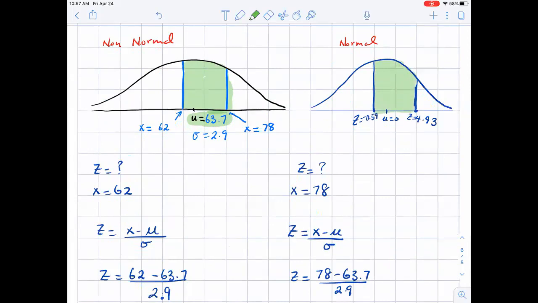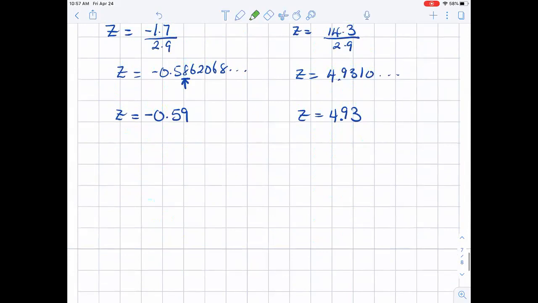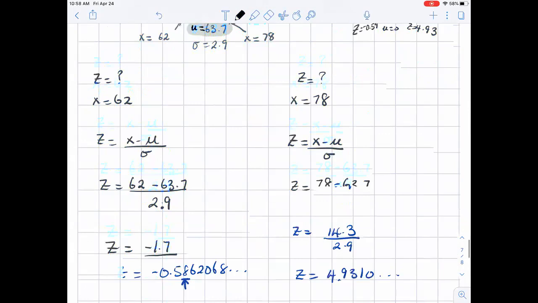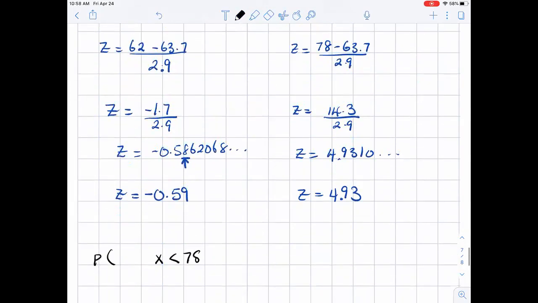So how do you write that as an inequality? First you were given the probability that X is less than 78 but greater than 62. And we converted that now to Z, which is less than 4.93 but greater than negative 0.59.